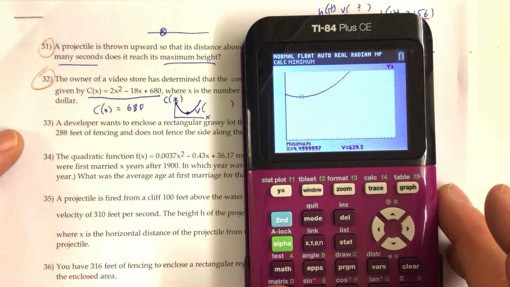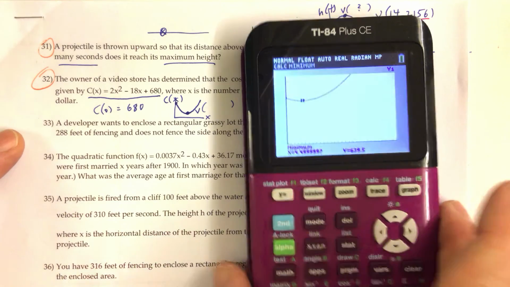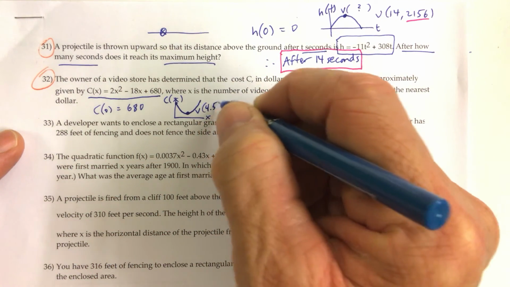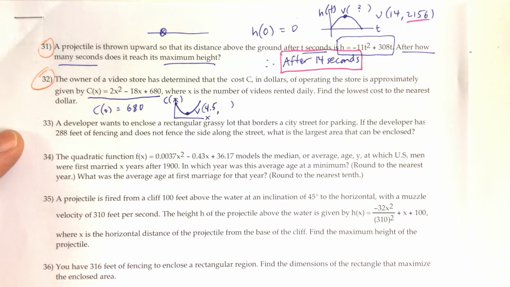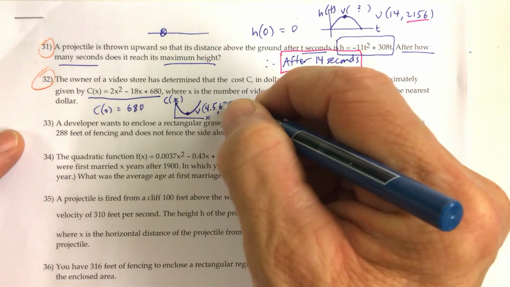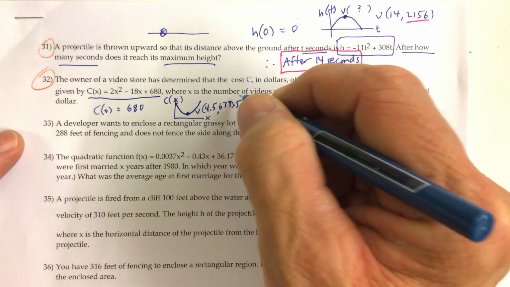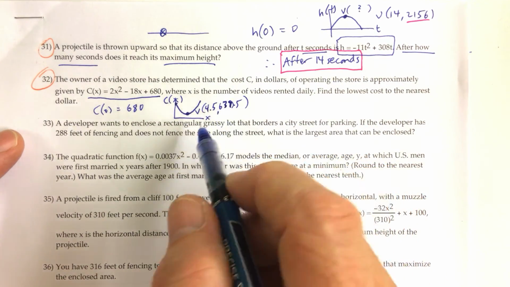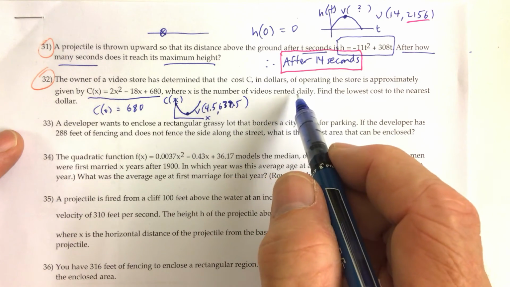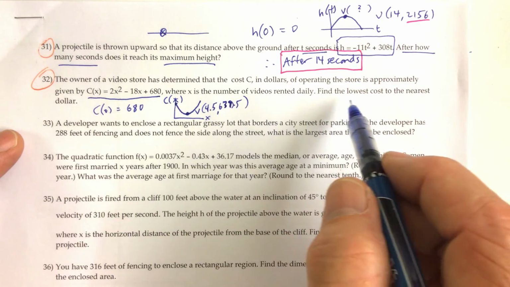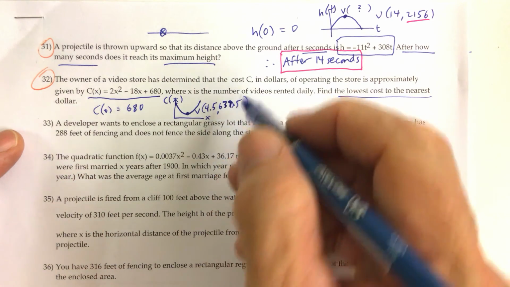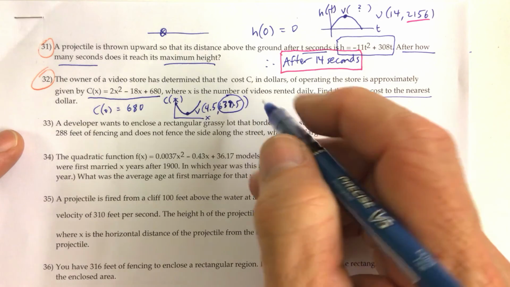So the vertex is 4.4999, so that'd be 4.5, 639.5. So the vertex is 4.5, 639.5. Okay, so what does that mean? Well, X is the number of videos rented daily, and the lowest cost of operating the store would be that number right there.